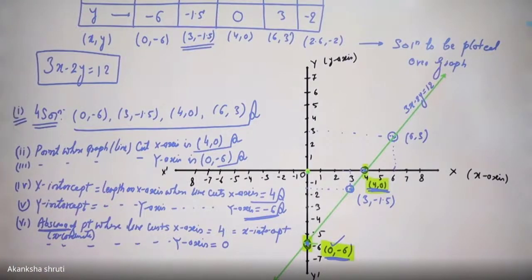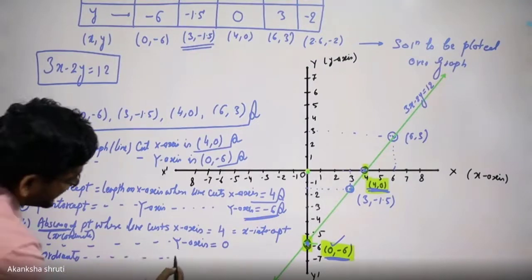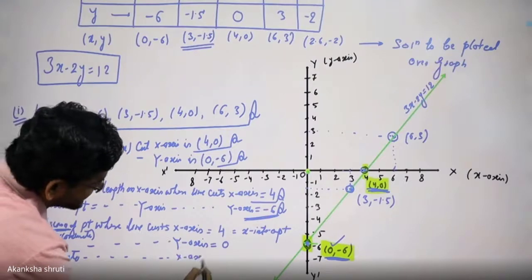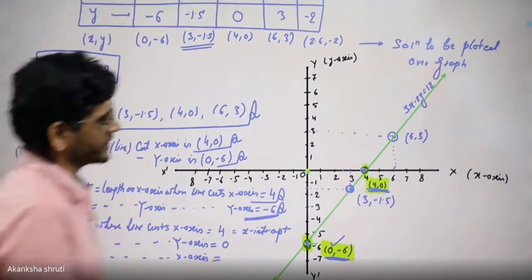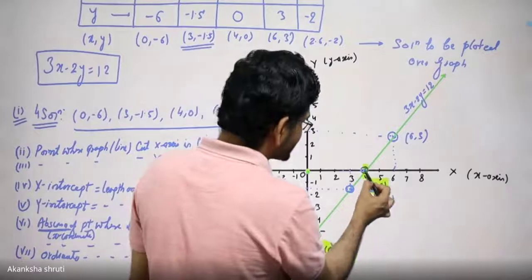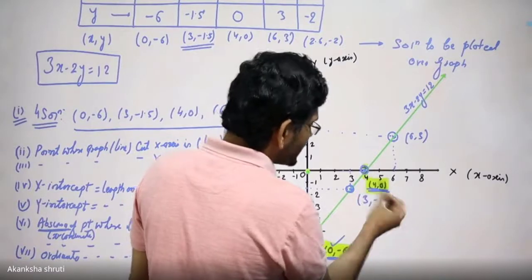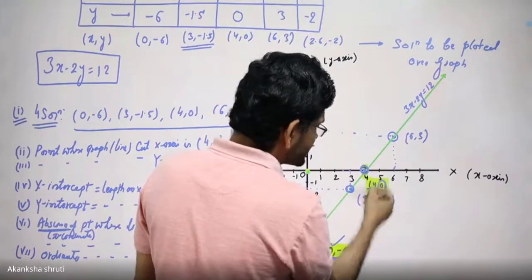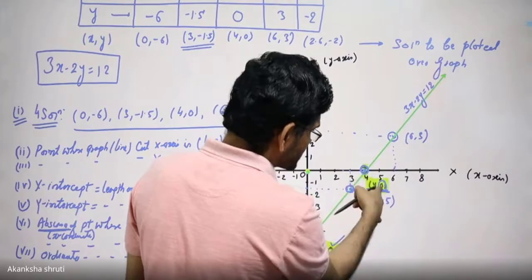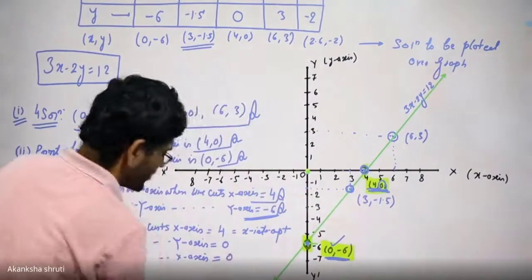Students, it may be asked for the ordinate, or even the next question is for that one. So ordinate of the point where the line cuts the x-axis. Students, here where it cuts the x-axis, it will be this point. Their ordinate means it is the y coordinate of this point. It is our 0.